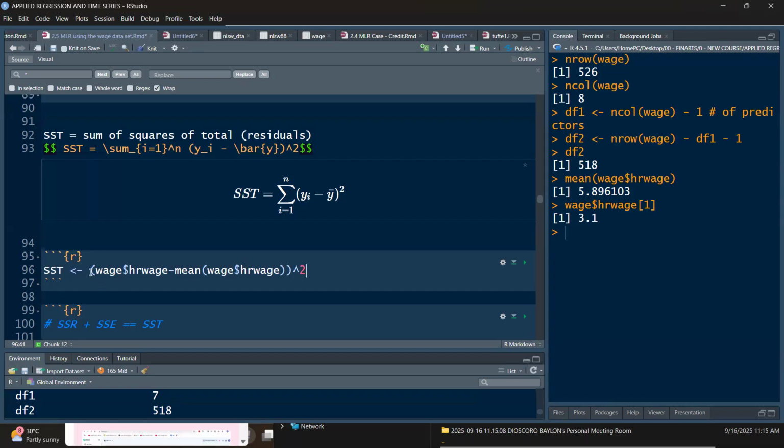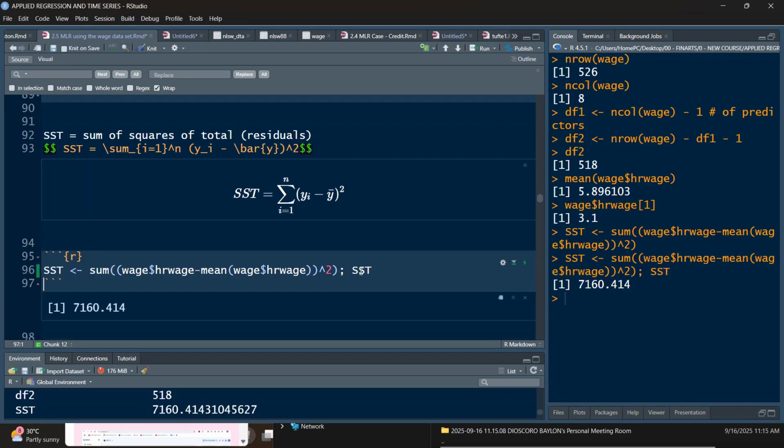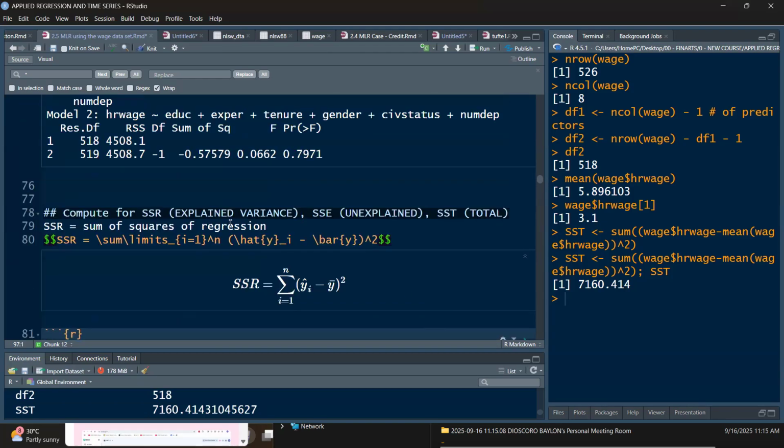Let's put this in sum, open parenthesis, and then close parenthesis. There you go. So this will just be one single value. Okay, I forgot to print. 7160.414. That's our total sum of the squares. SST. Okay, so let's go to regression here.